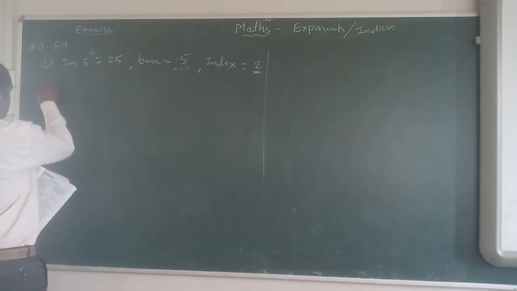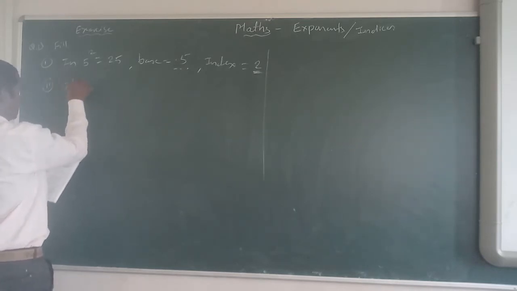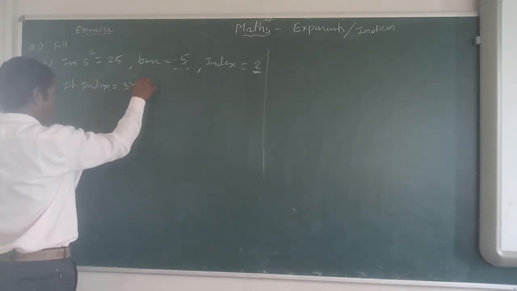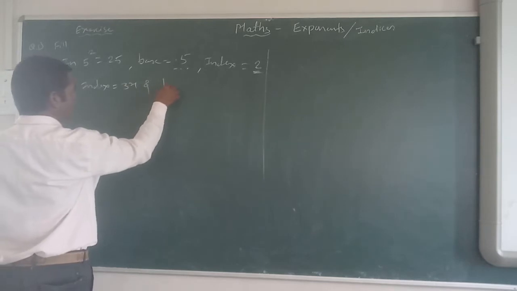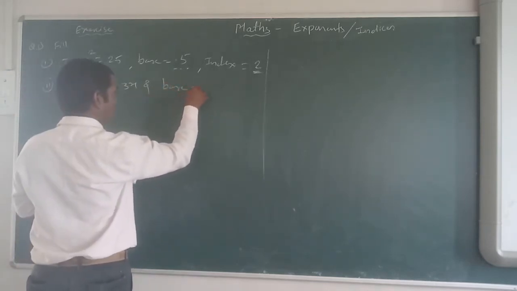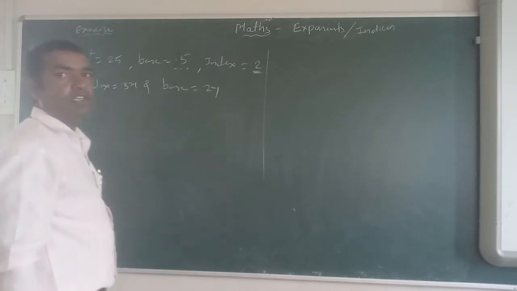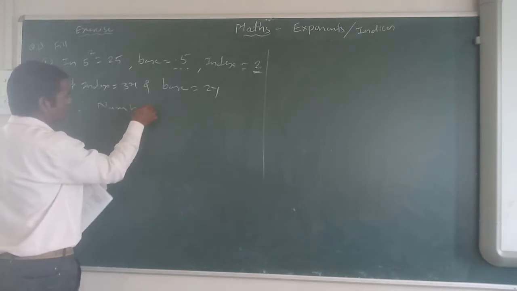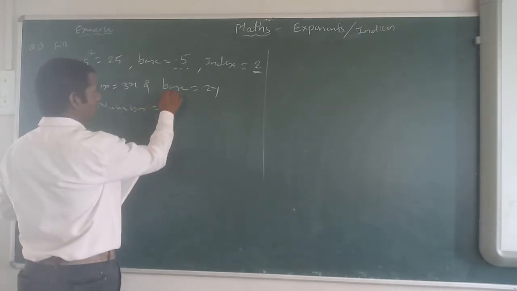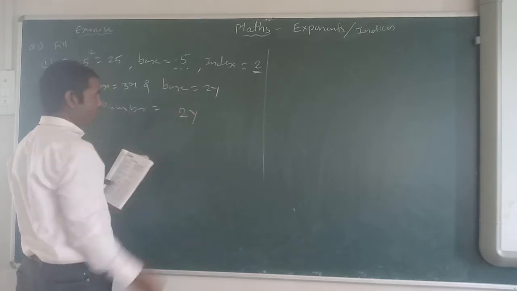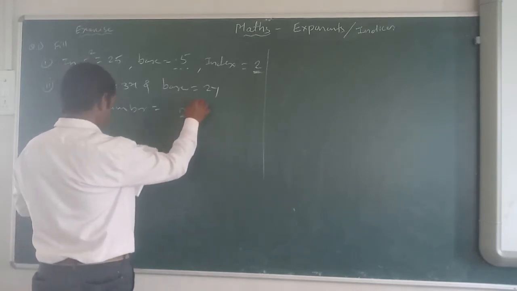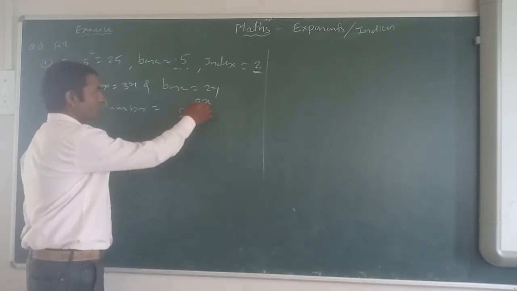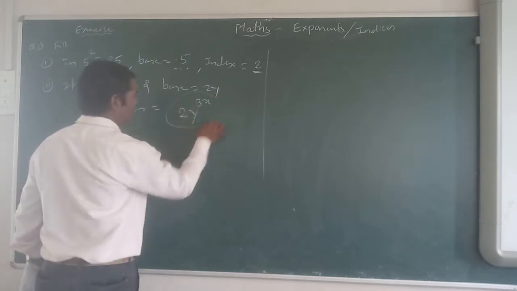Then the second one is given. If index is equal to 3x and base is equal to 2y, you have to write the number. How to write the number? The number is equal to base 2y. So write down the 2y first and then write down the index. Index is 3x, so write it on the top. So this is your number. Okay, so you got the answer.